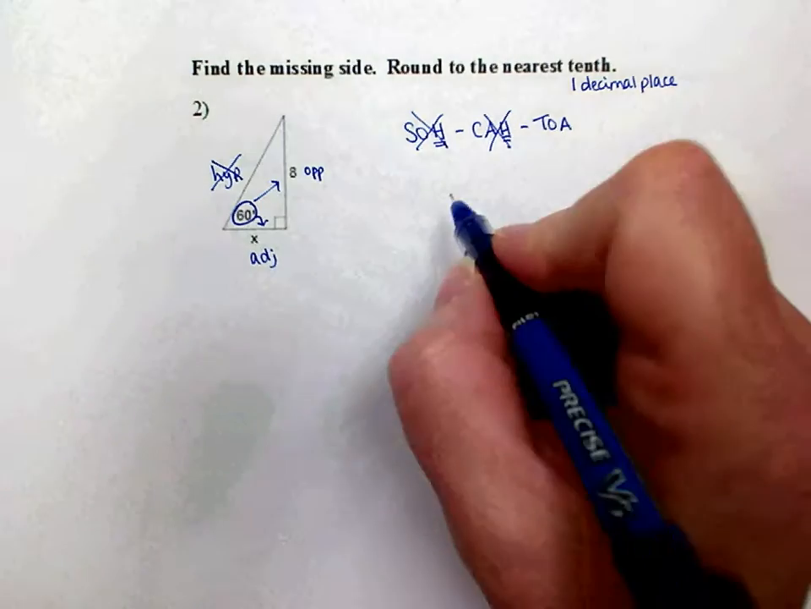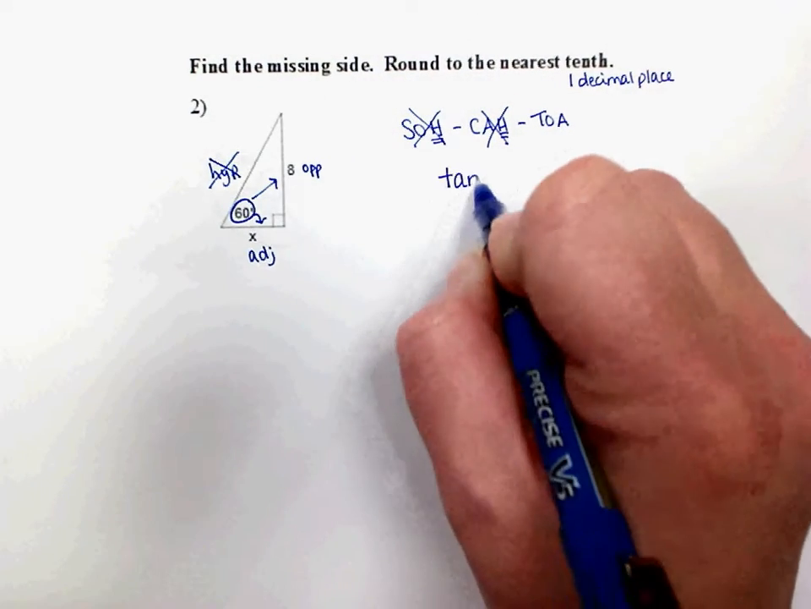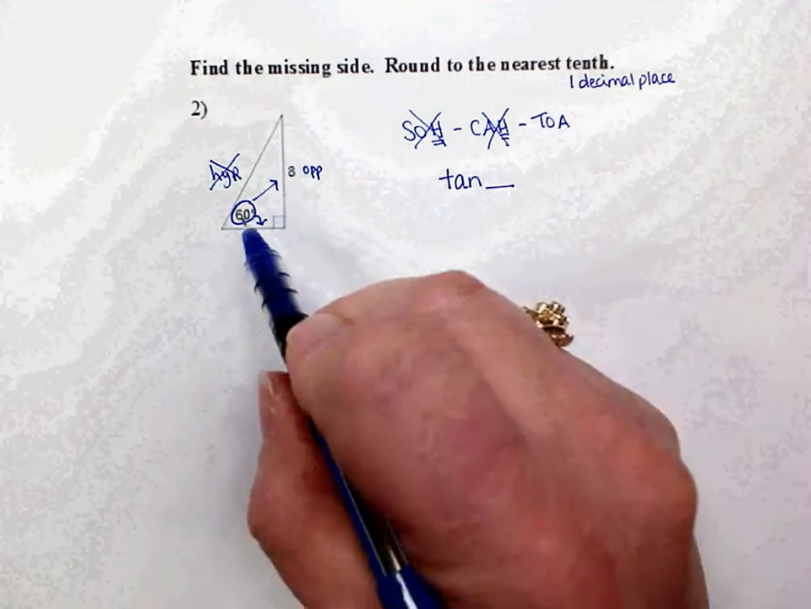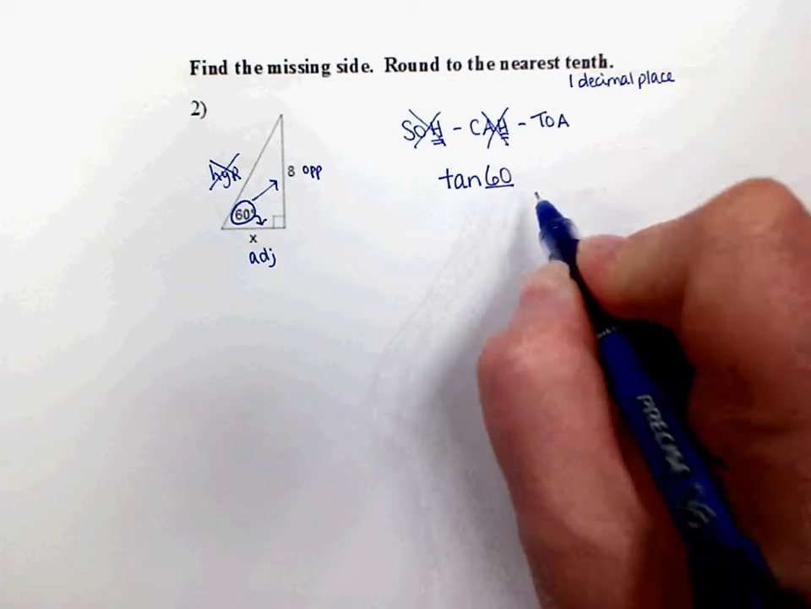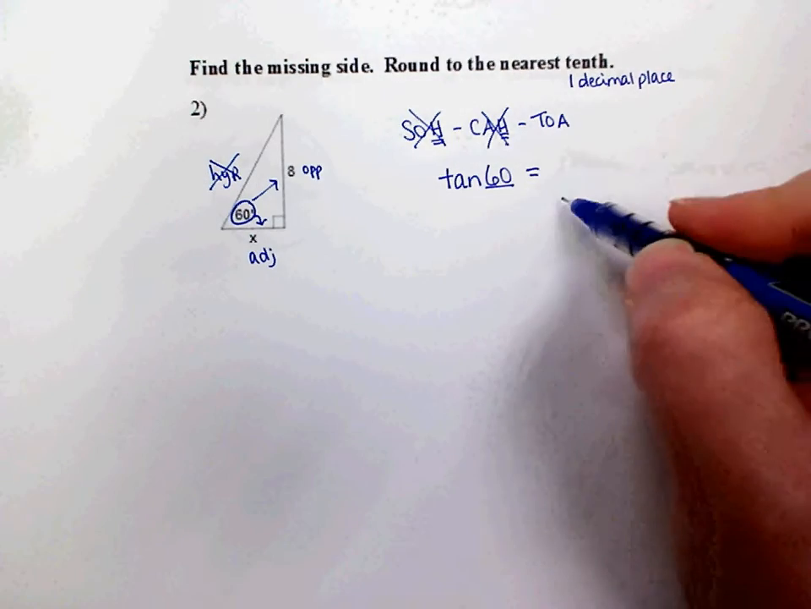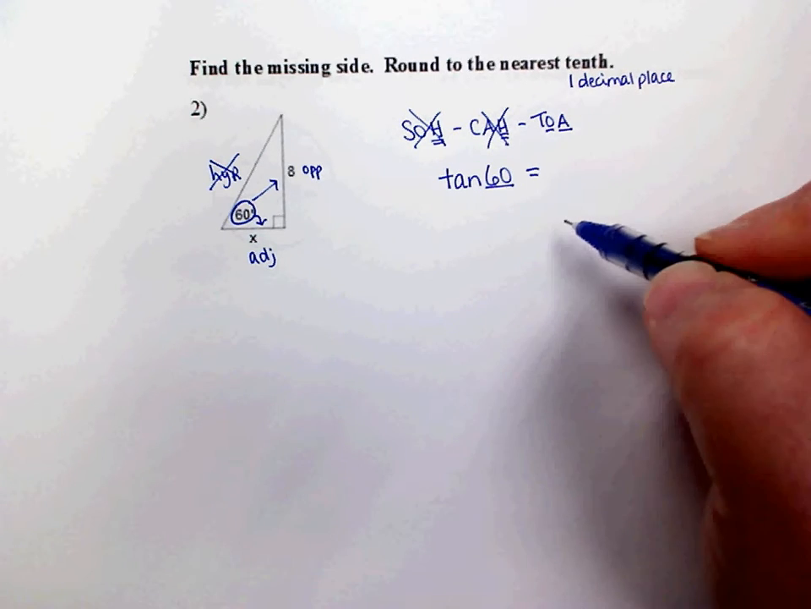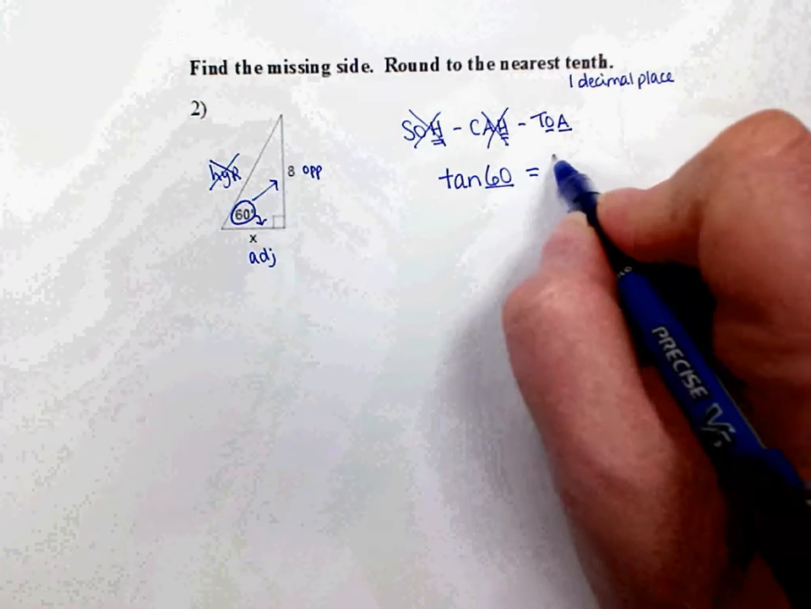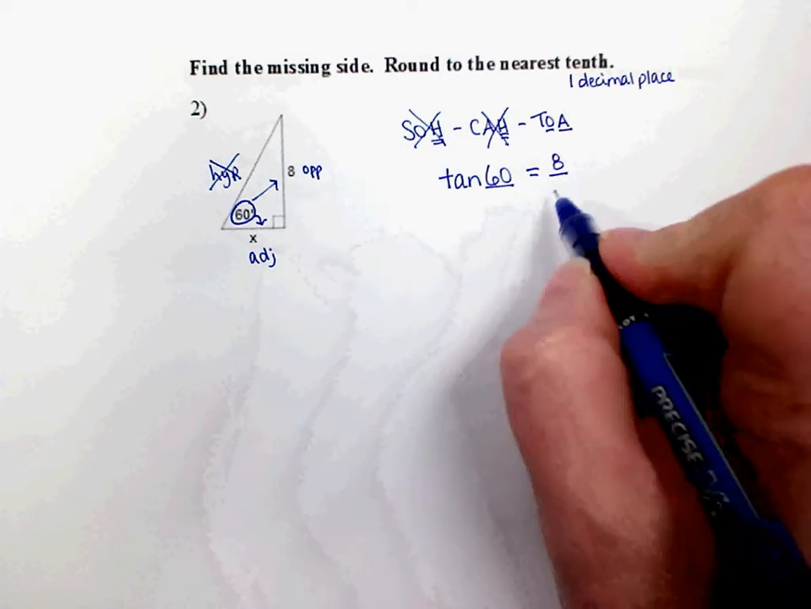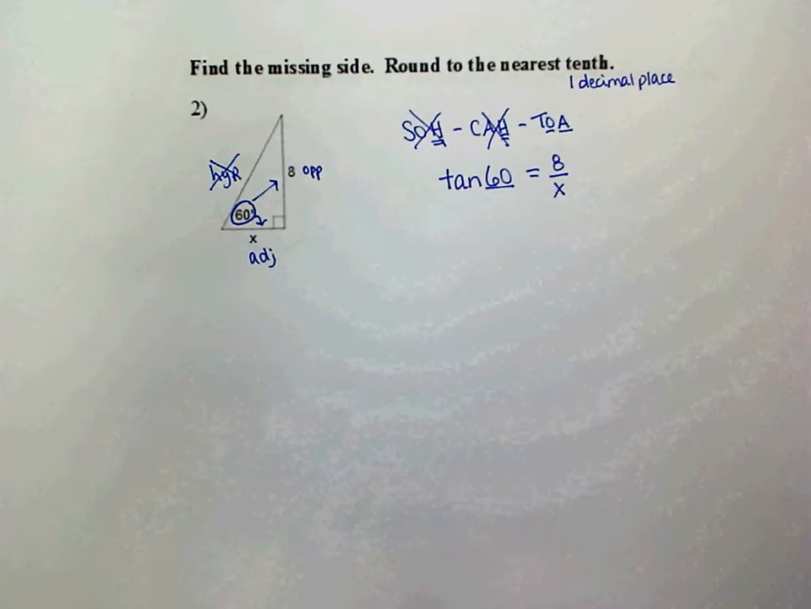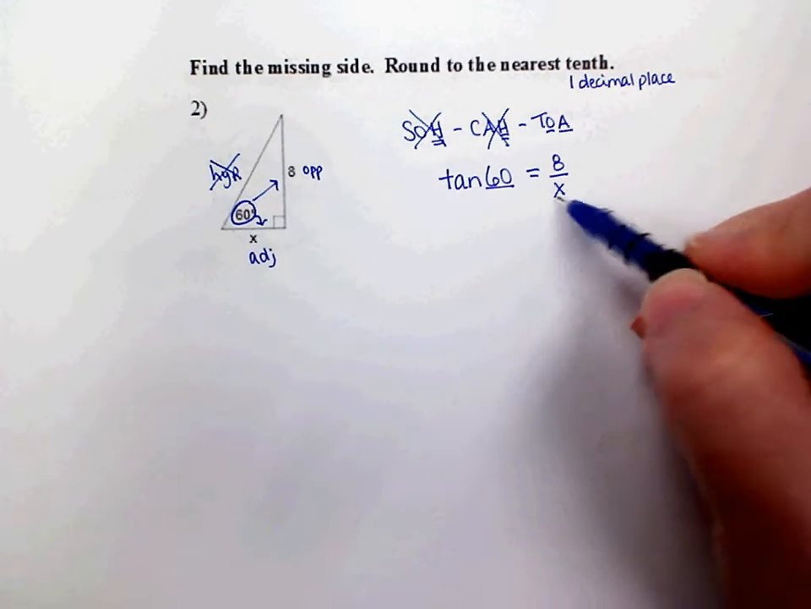So you always write the trig function of the acute angle, and our acute angle is 60 degrees, is equal to the ratio of the sides. My ratio is going to be opposite over adjacent. So I'm going to put 8 over x, opposite over adjacent. So now I have to get the x solved for.